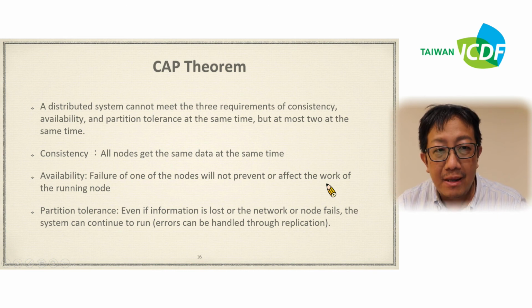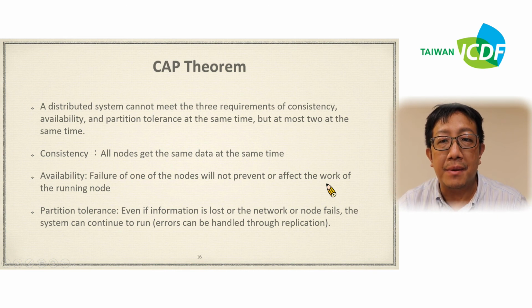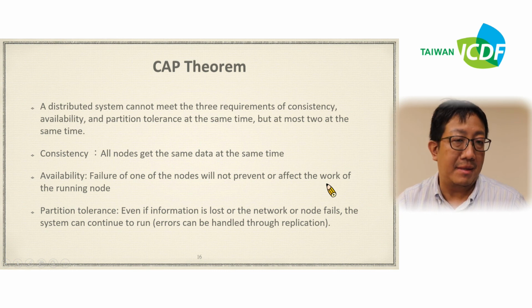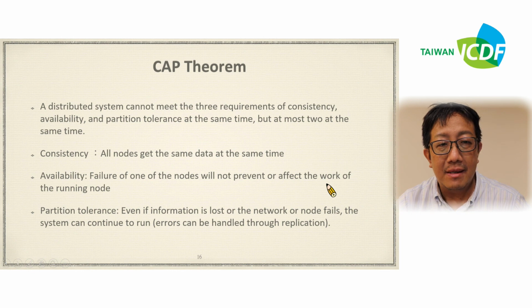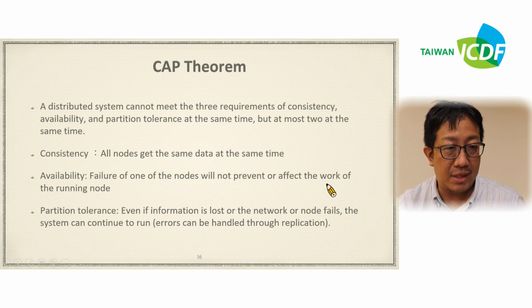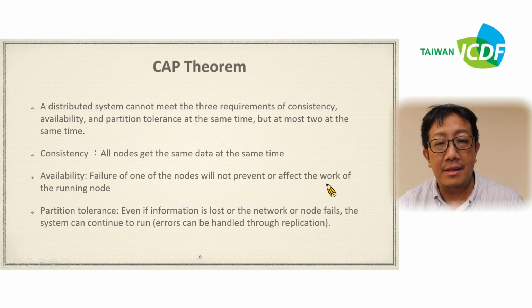CAP theorem: a distributed system cannot meet the 3 requirements of consistency, availability, and partition tolerance at the same time, but at most 2 at the same time. Consistency: all nodes get the same data at the same time. Availability: failure of one node will not prevent or affect the work of the running nodes. Partition tolerance: even if information is lost or the network or a node fails, the system can continue to run, and the errors can be handled through replication.